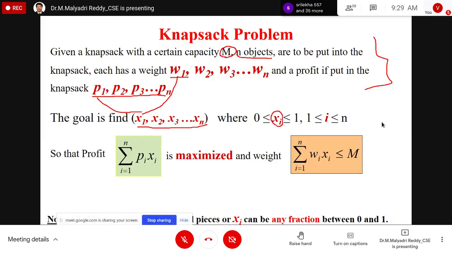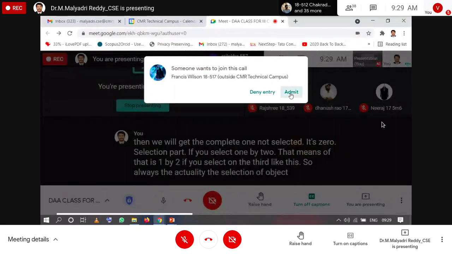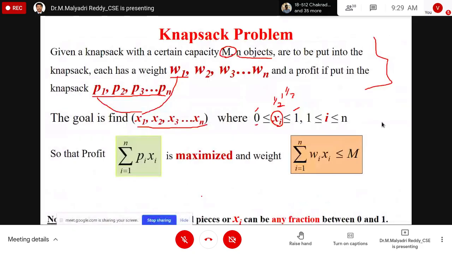So here the selecting of items may be selected or may not be selected. If we completely select, then we will get the complete one. Not selected, its weight is 0. If you select 1 by 2, that means half. If you select 1 by 3, like this. So always the X value, the selection of an object, exists in between 0 to 1 only.